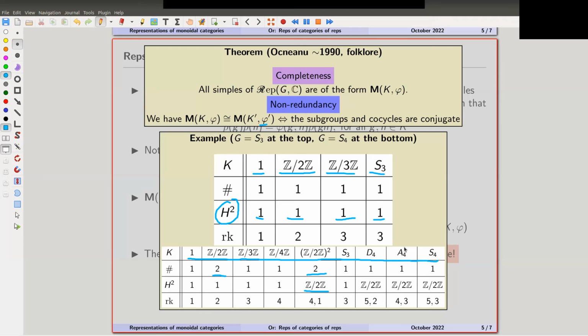If you think about it, just from the outset of this problem, classifying certain types of functors from RepG to something, it seems to be pretty hopeless, but you get such a nice answer in this framework of categorical representation theories. An amazing answer. As I said, it's comparable to the simple representations of a finite group corresponding to conjugacy classes.